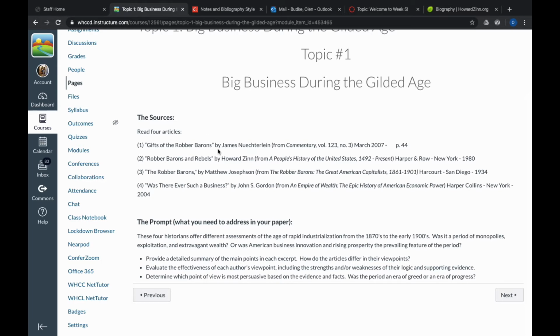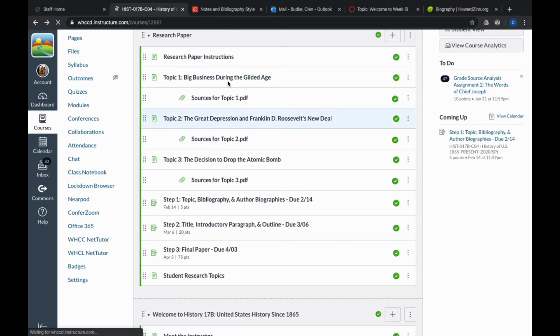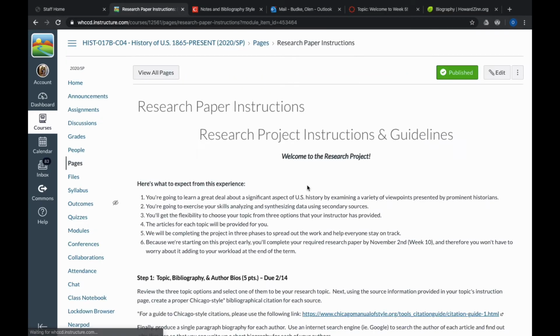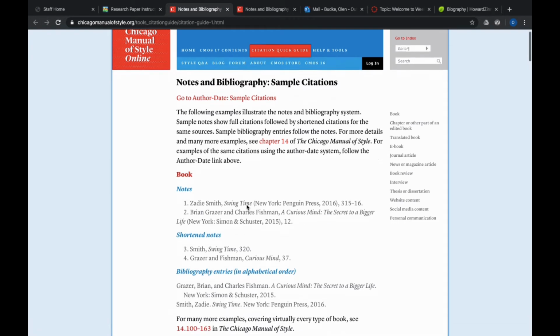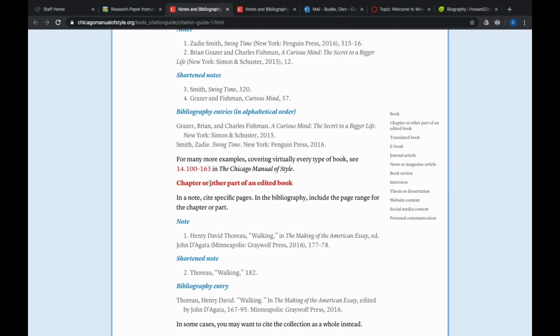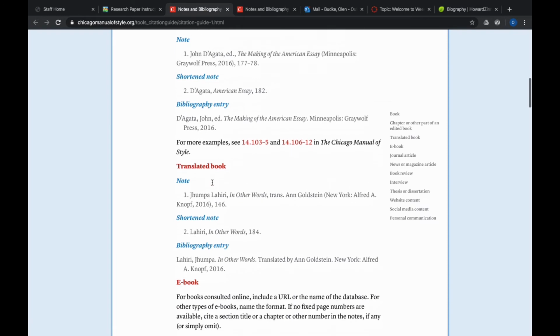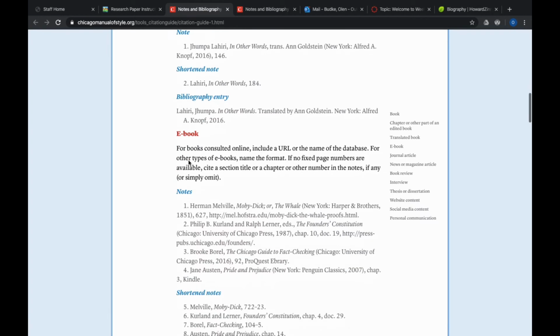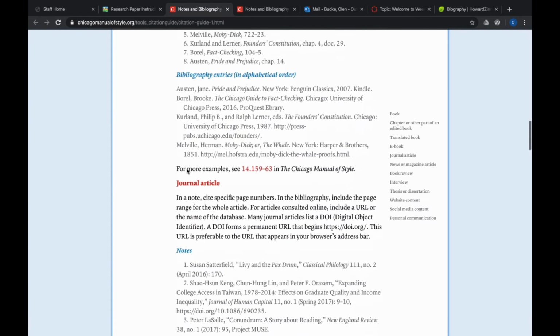So let's start with the bibliography. If we go back into the research paper instructions, we'll see a link here under step one, and that takes you to this page here that gives you different types of sources. A book written by a single author, a chapter or other part of an edited book where multiple authors have contributed chapters or essays to that book. A translated book, we don't have any of those in here. Ebook, we don't have any of those.